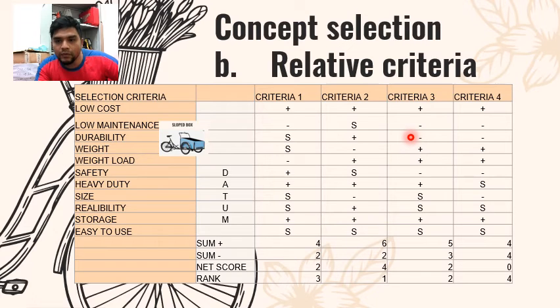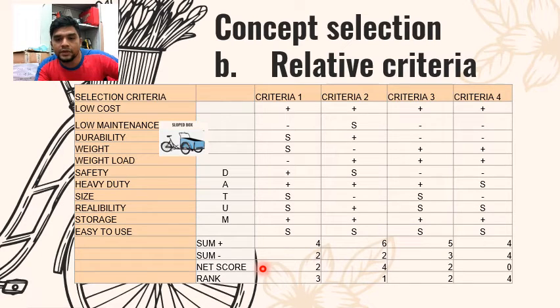For criteria 4, the better than datum is low cost, weight load, and storage. Lower than datum is low maintenance, durability, safety, and size. The same as datum is heavy duty, reliability, and easy to use. The sum of better than datum for criteria 4 is 4, and the sum of lower than datum for criteria 4 is 4. The net score is 0.